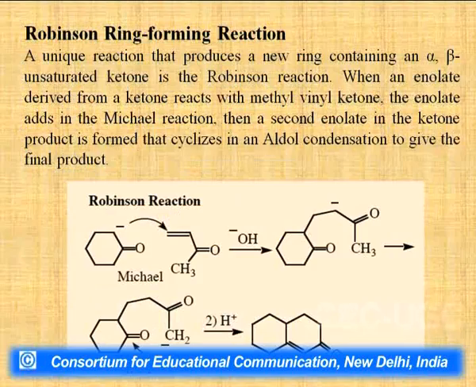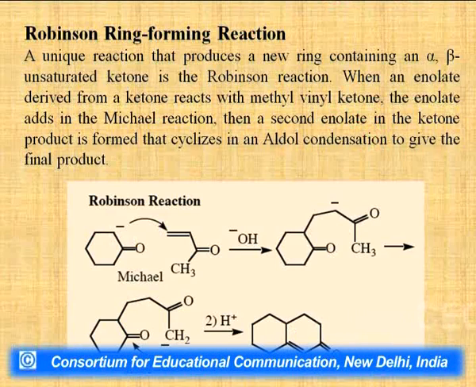Robinson ring forming reaction. It is a unique reaction that produces a new ring containing an alpha beta unsaturated ketone. It means there is an alpha beta unsaturated carbonyl group as well as a new ring formed. When an enolate derived from a ketone reacts with methyl vinyl ketone, the enolate adds in the Michael reaction. Then a second enolate in the ketone product is formed that cyclizes in an aldol condensation to give the final product. So, you can see that in the Robinson reaction, an alpha beta unsaturated carbonyl ring is formed.